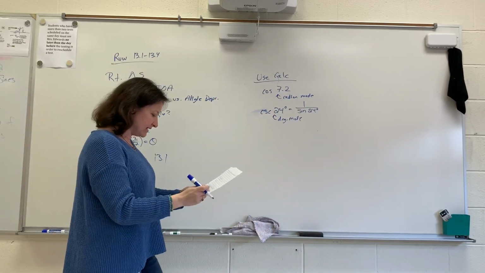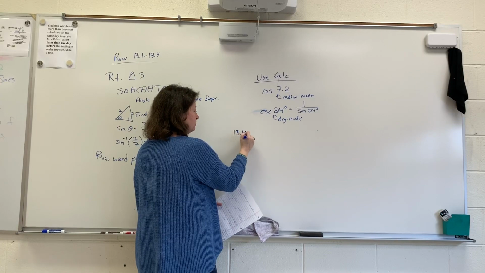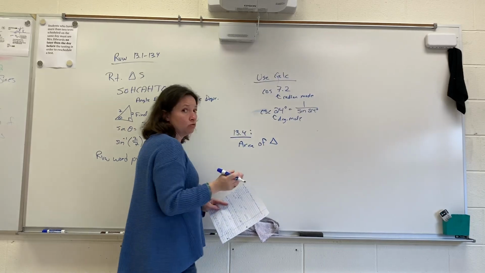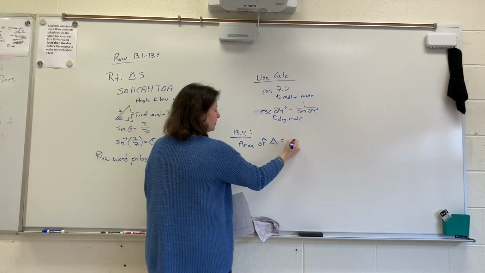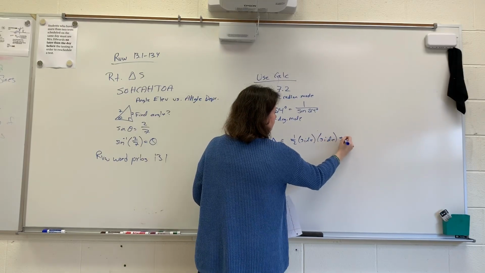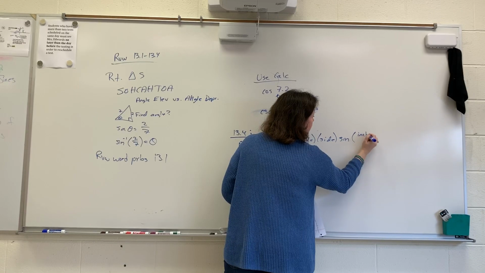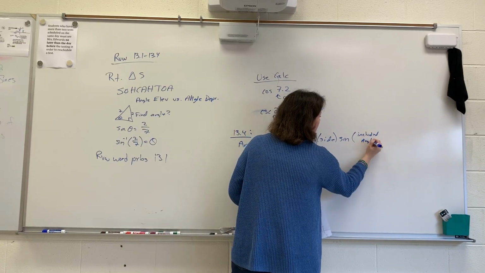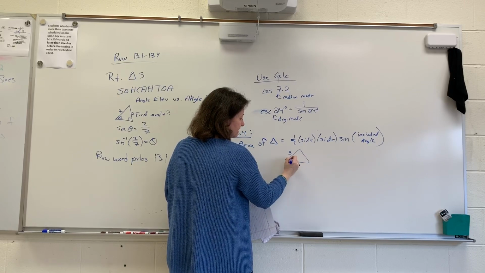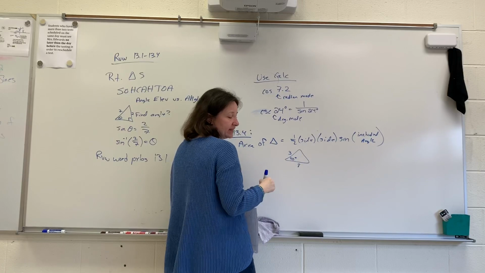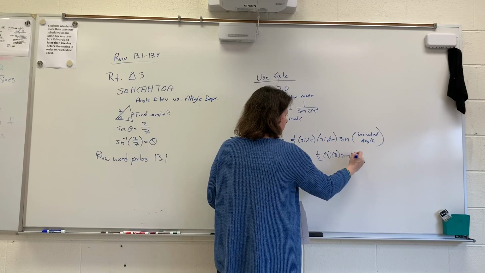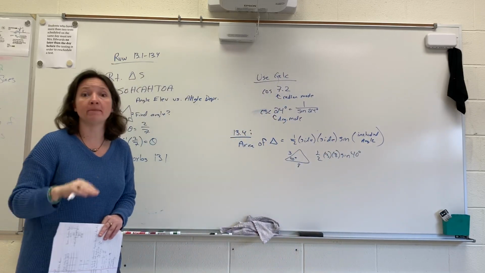And then finally, the last thing you need to know how to do is section 13.4. How do you get the area of a triangle when you don't know the height? Remember, it was 1/2 side times side times sine of the included angle. So in other words, if I know this side is 3 and this side is 8 and this angle is 40 degrees, how would I get the area of that triangle? It would be 1/2 times 3 times 8 times sine of 40 degrees. Make sure any triangle problems you do are in degrees.